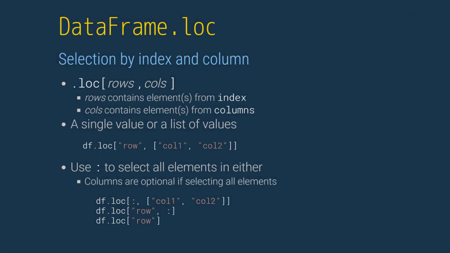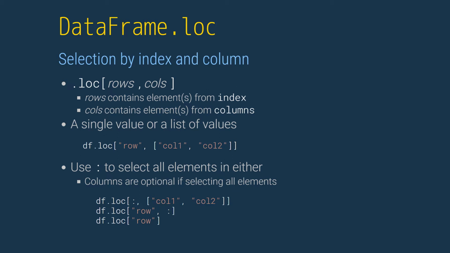Loc is used to select elements in a data frame using the metadata in the index or column names. Loc is not a function, and so uses square brackets. This syntax is similar to how items are selected in a list or values are retrieved from a dictionary. In a data frame, loc takes two arguments, rows and columns. Rows contains the element or elements that should be selected using the labels in the index. Cols contains the element or elements to select from the column names. Either can be a scalar value or a list of values.